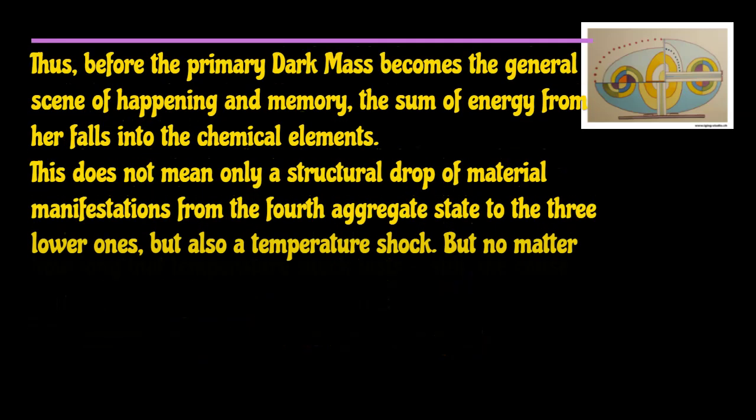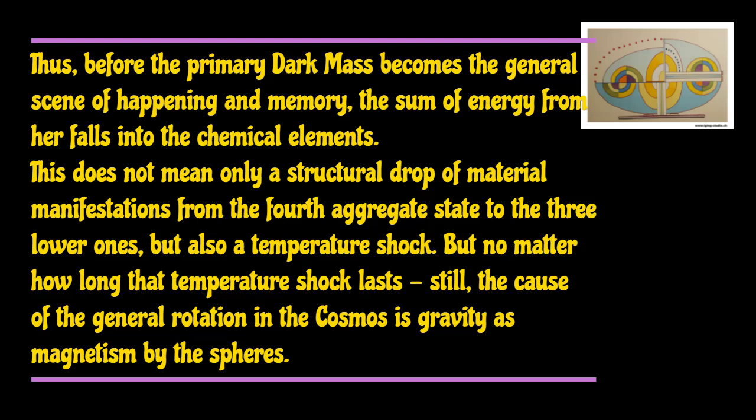Thus, before the primary dark mass becomes the general scene of happening and memory, the sum of energy from her falls into the chemical elements. This does not mean only a structural drop of material manifestations from the 4th aggregate state to the 3 lower ones, but also a temperature shock. But no matter how long that temperature shock lasts, still, the cause of the general rotation in the cosmos is gravity as magnetism by the spheres.